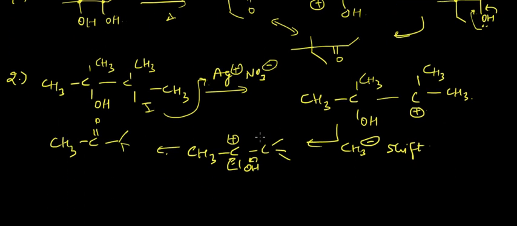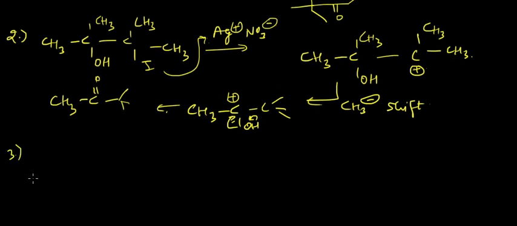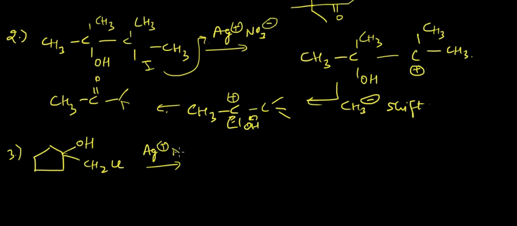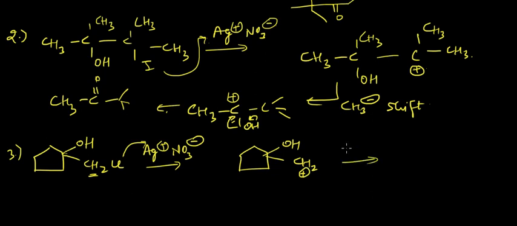Okay, let's look at the third example. Here we have a cyclopentane ring, OH attached here, and CH2Cl here. What happens if we react it with AgNO3? Again AgCl will kick out, forming a positive charge at this carbon position. We will have something like CH2 plus. Now what will happen? Ring expansion.